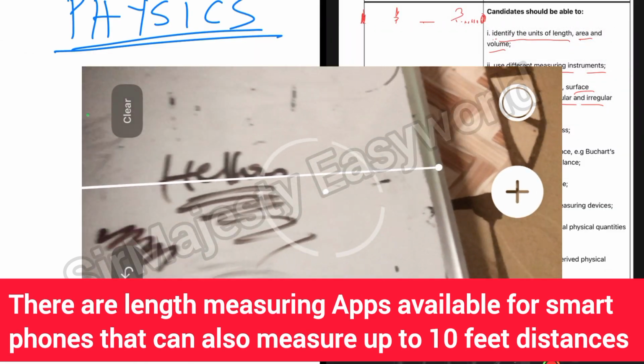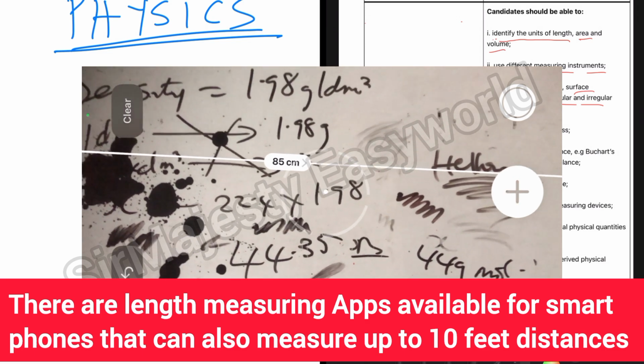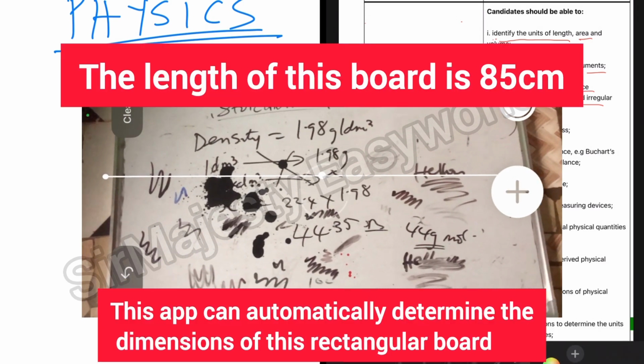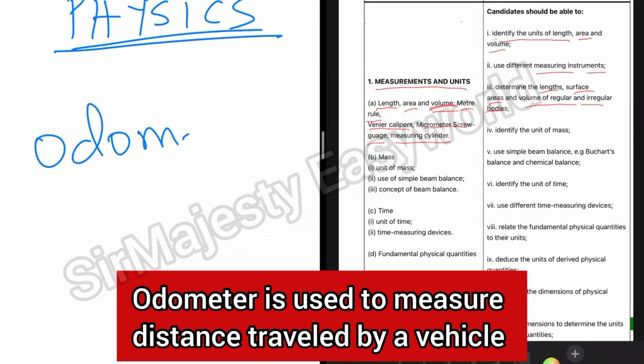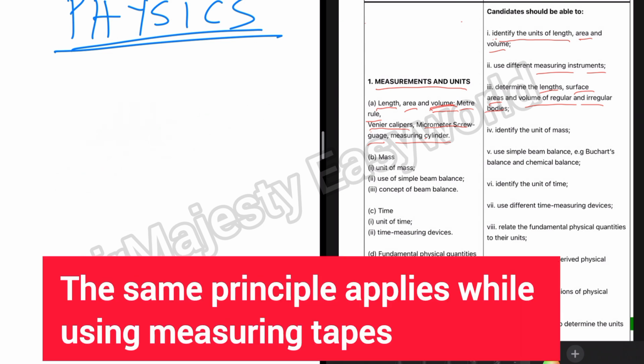The same thing happens when you're measuring using a ruler, or using what you call an odometer, that is used to measure very long distances. If you want to measure the length of a road that spans from here to Abakaliki, you don't use a ruler or a measuring tape. Use an odometer and run the whole length. The same principle applies.